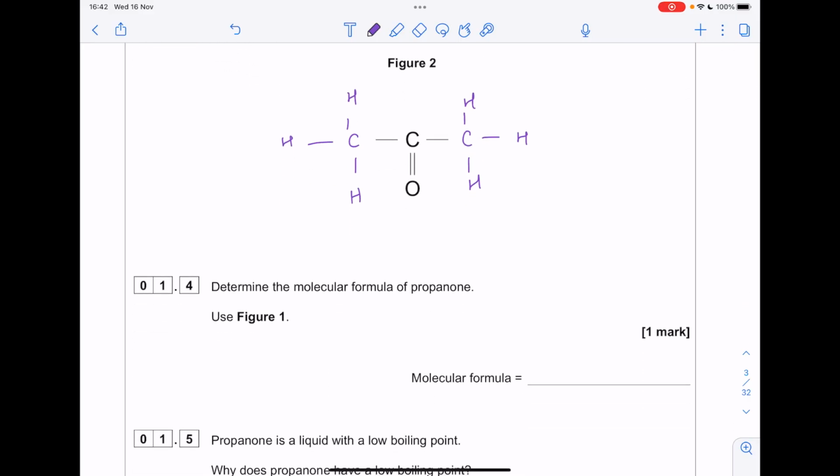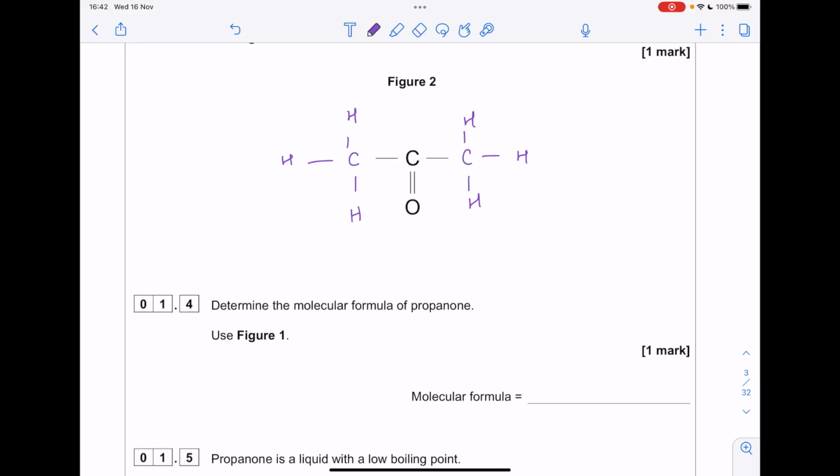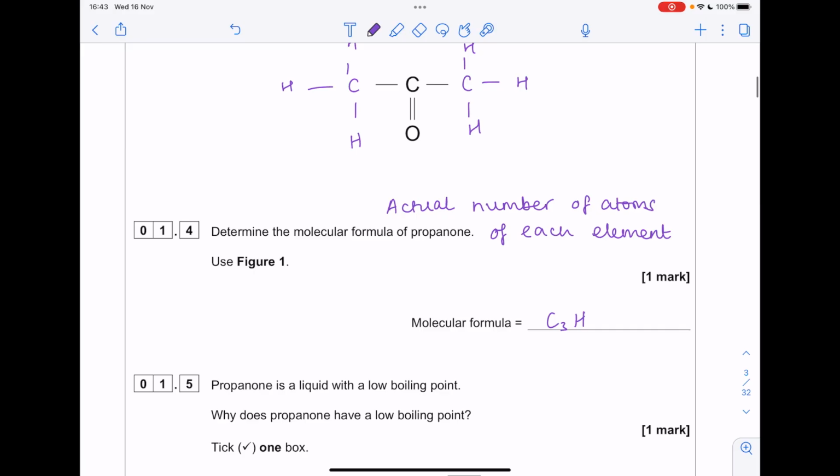Determine the molecular formula of propanone. With this, remember, it's the actual number of atoms of each element. So start with your carbons. How many carbons? 1, 2, 3. Next up, hydrogen. How many hydrogens? 6. And then lastly, oxygen.